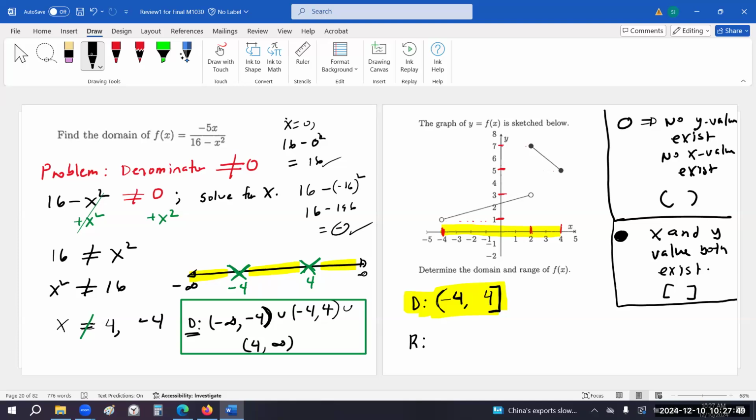So for y's, we do have a jump. We started from 1 until we reach 3 for the lower piece. Lower piece has y value from 1 to 3. If you look at the upper piece, that upper piece has a y value from here until the y value from here. So this piece.